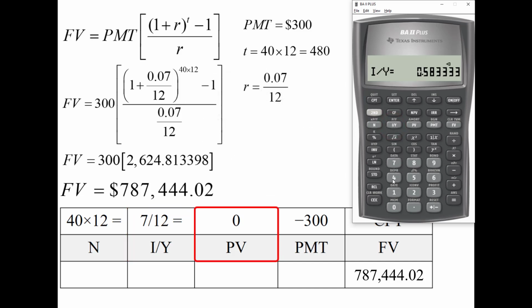Our PV is 0, so I'll hit 0 in PV. Our payment, that's our annuity. That's how much we're going to save every month. And because we're assuming it comes out of our wallet, we remove it from our wallet, we invest it, it's going to be a negative $300 per month. So I'm going to type in 300 and then hit the plus minus key and then our PMT.